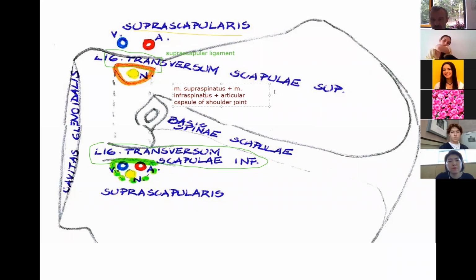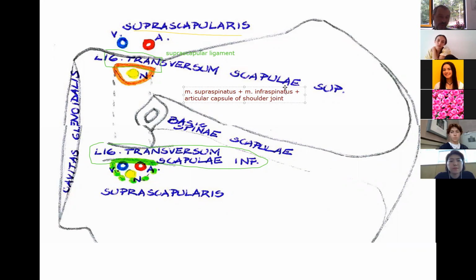We don't ask you just now about what will happen. I just want to demonstrate what we expect you to know later, during the dissections for example. So we have here the notch containing the suprascapular nerve, and the compression causes pain in the shoulder joint and problems with the supraspinatus and infraspinatus muscles.